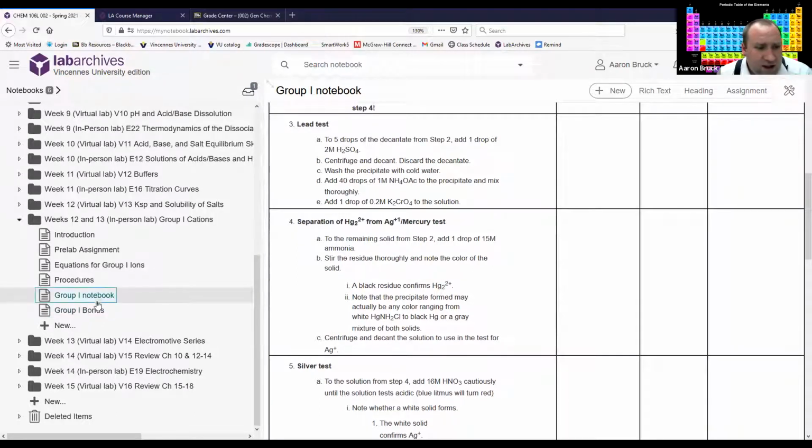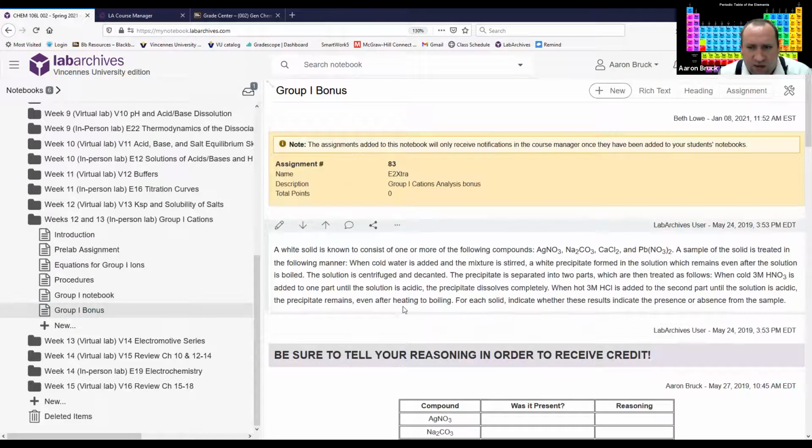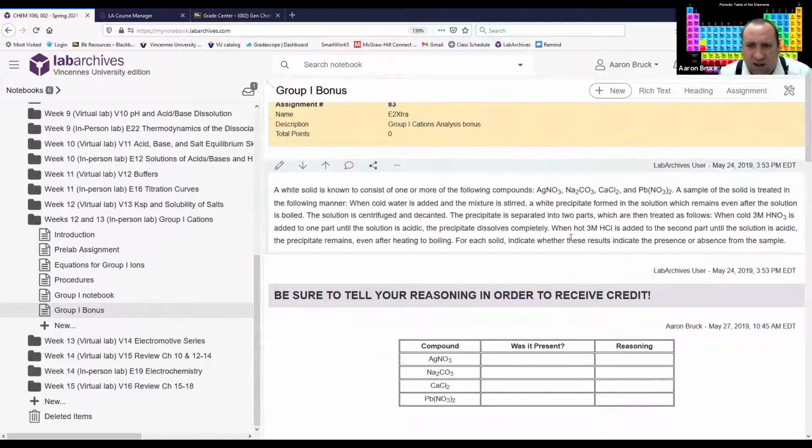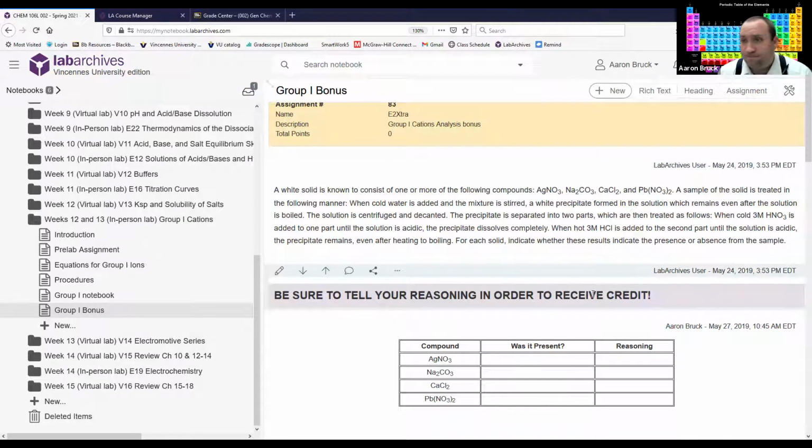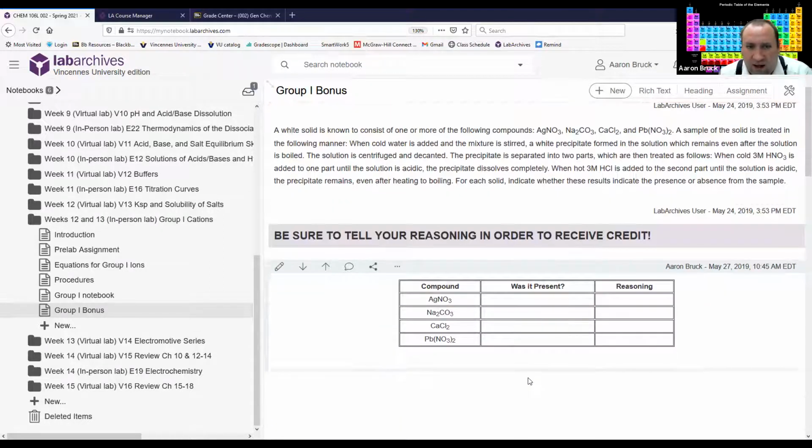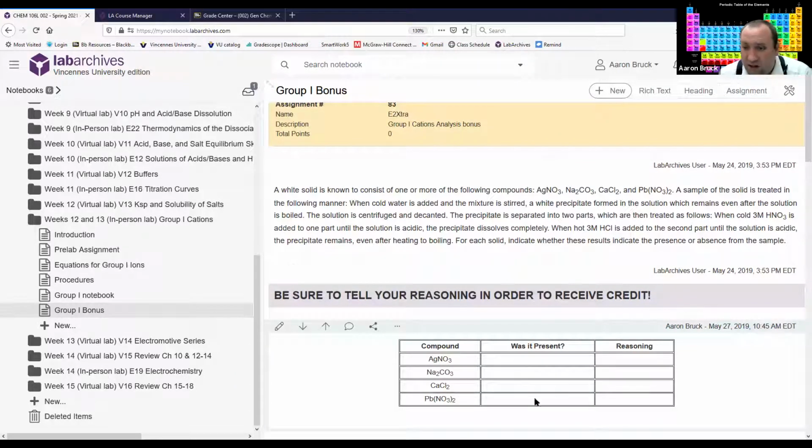Now, there is in this assignment a bonus assignment that goes with it as well. What you need to do in the bonus assignment is you will need to look at what is being done here, and you're going to use your knowledge, not only the knowledge of the experiment that you just did, but also the knowledge of your other things, your rules of solubility, for example. Use this to determine which of these compounds are present or absent and give a reason why. Every compound that you get correct is worth a point. Every reasoning that you give is also worth a point. So you've got 8 bonus points out here just waiting to be taken for this experiment.